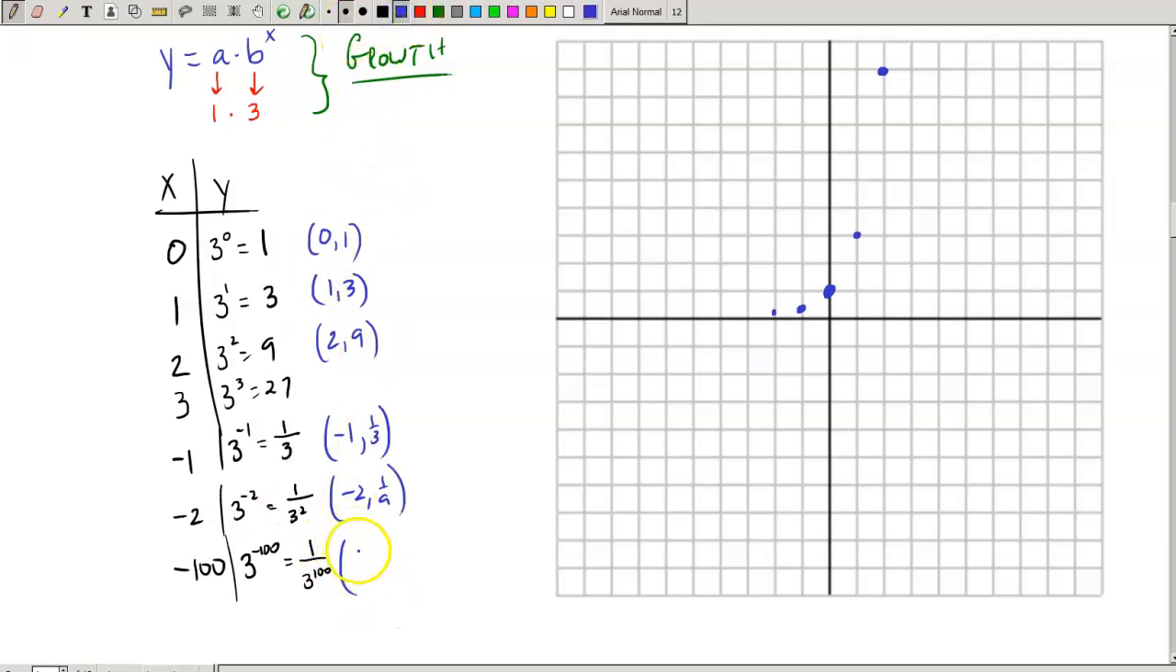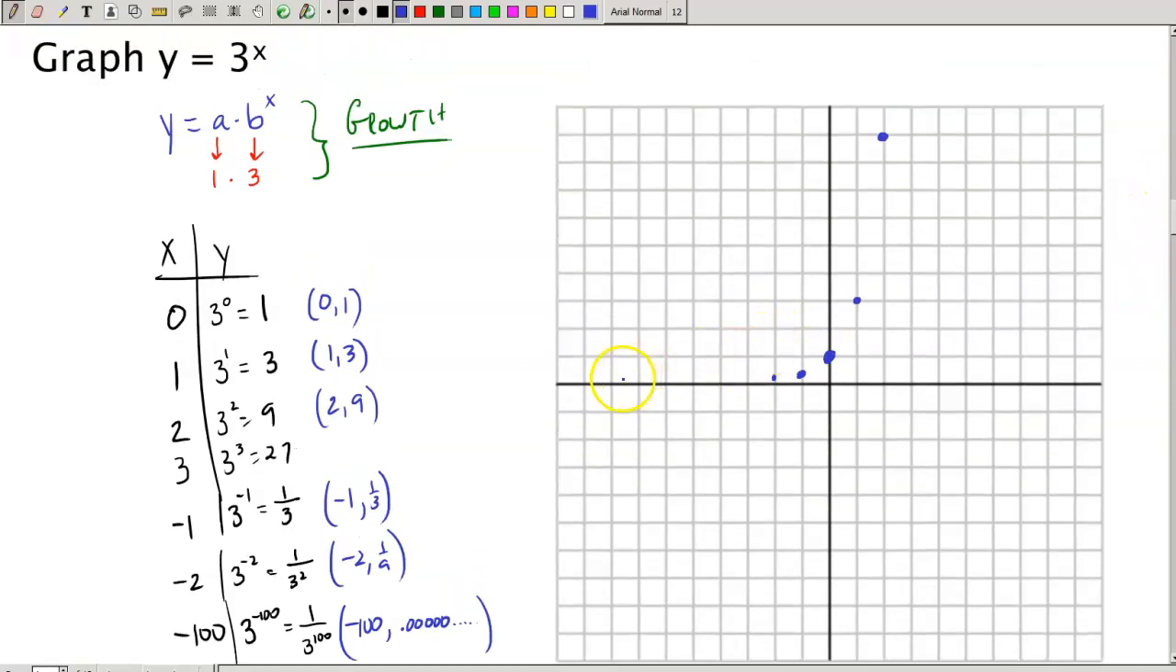So this would be like negative 100 and then 0.0000 ... basically almost 0. So we know that no matter what, we're never going to get to 0. No matter how big of a negative number I plug in, I'll never get to 0 because I'm always going to have 1 over that. So that's where an asymptote comes into play.